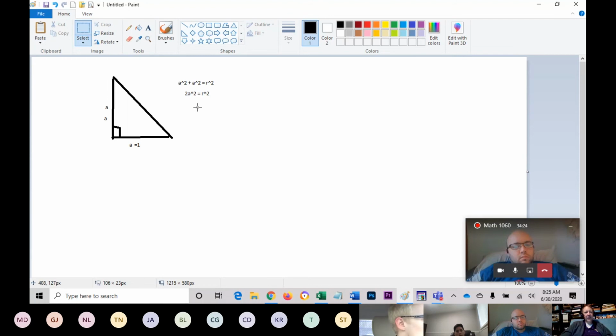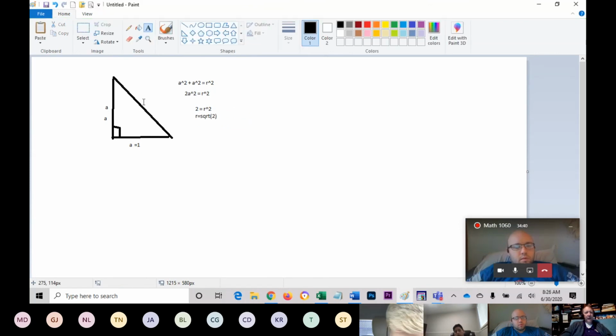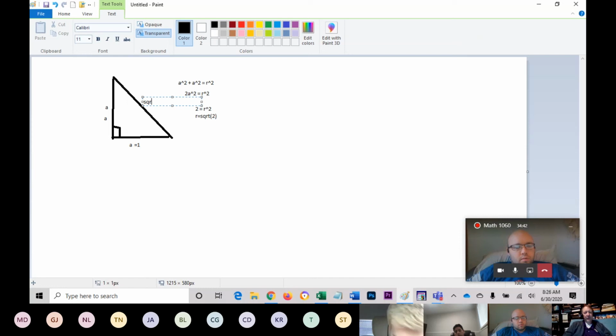Okay, so if a is 1, then this simply becomes 2 equals r squared, right? And so then r is going to be the square root of simply 2. Okay, so we can figure out the length of this if both of your a's are 1. So r is going to be your square root of 2.